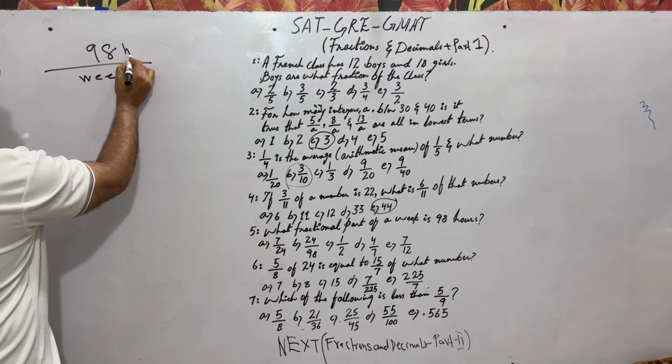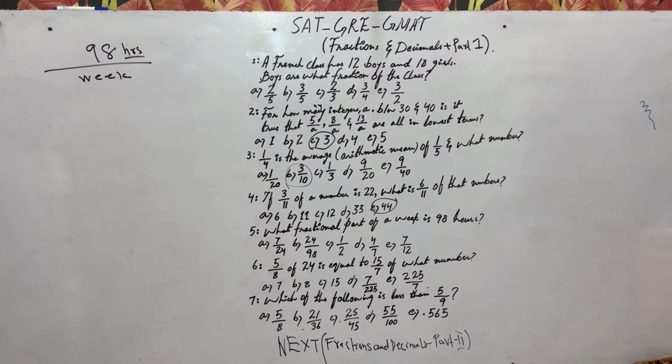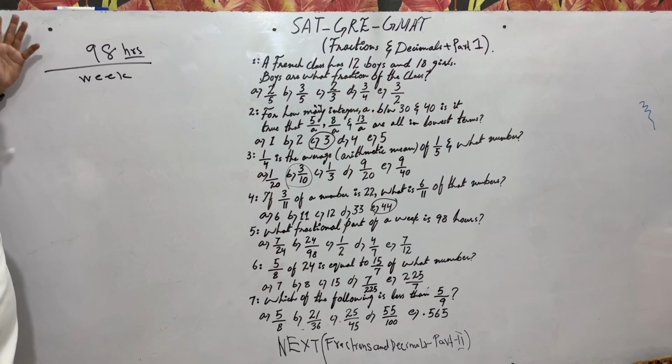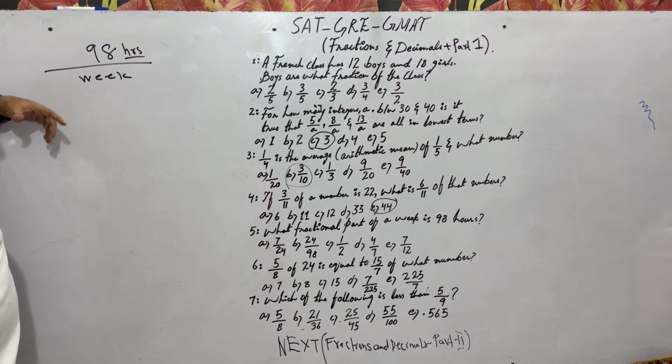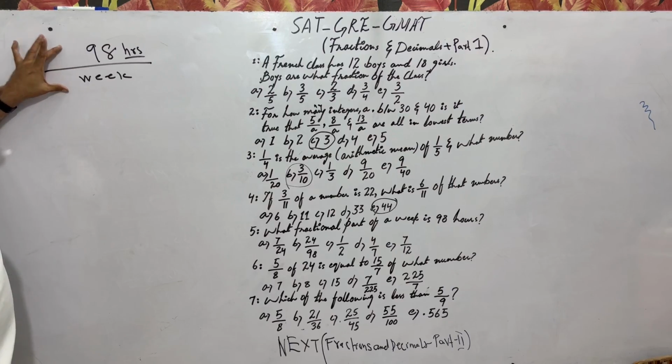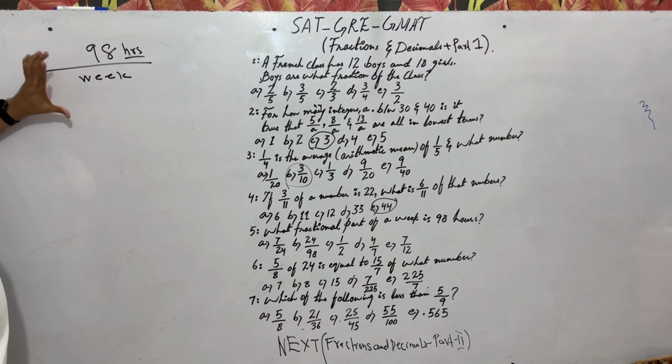Here 98 hours, here it is a week. Their units must be the same in order to utilize their ratio, or they must be compatible. In that case, they are not compatible. Hours, week, they are not compatible.